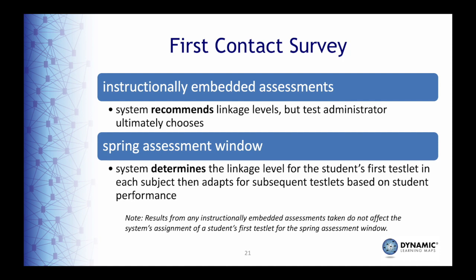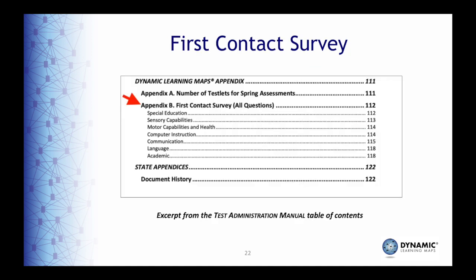Results from instructionally embedded assessments taken do not affect the system's assignment of a student's first testlet for the spring assessment window. The full list of questions for the first contact survey are provided in the appendix of the test administration manual. Only one first contact survey is completed per student per year.